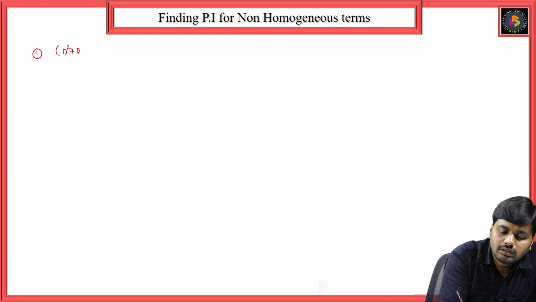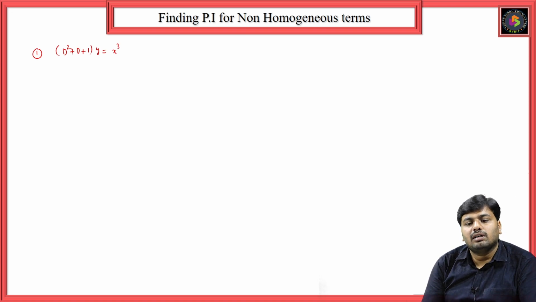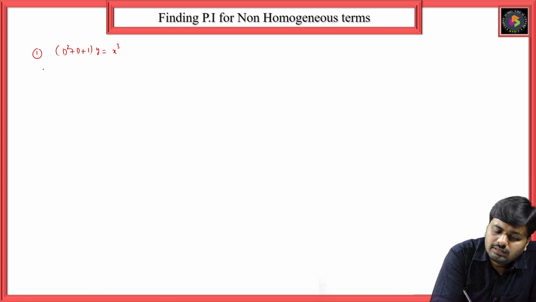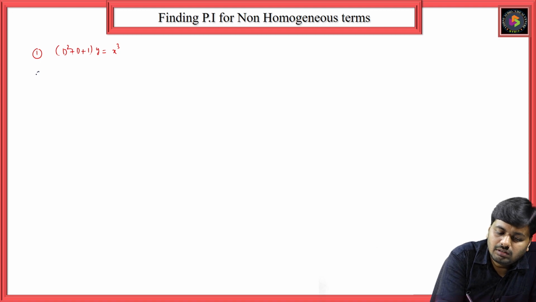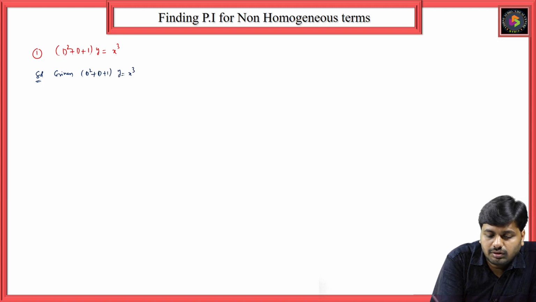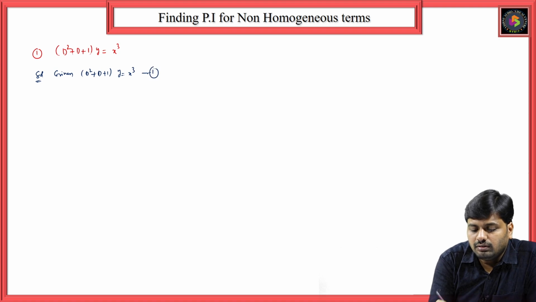Solve the differential equation (D² + D + 1)y = x³. Now (D² + D + 1)y = x³. Now this is the given differential equation we have. The given differential equation is (D² + D + 1)y = x³. Now this is, I consider, the one.